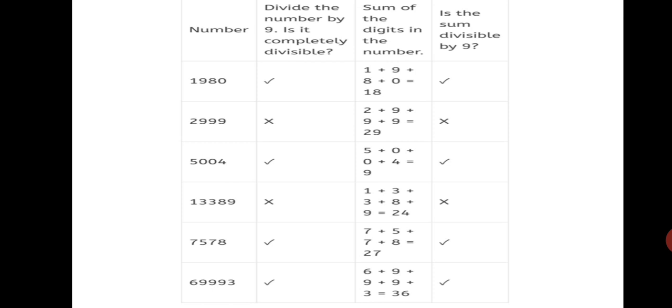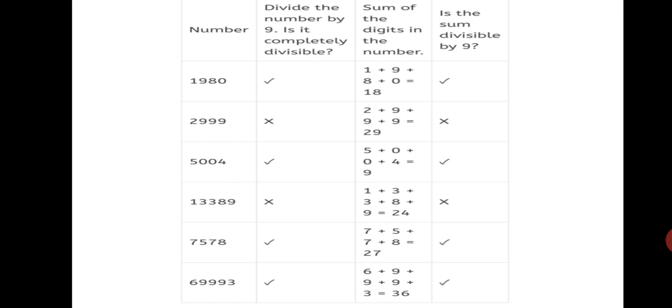Next example, 7,578, completely divisible by 9. And the addition, which is 27, is also completely divisible by 9. And last example, 69,993, completely divisible by 9, and the addition of the digits is 36, is also completely divisible by 9.